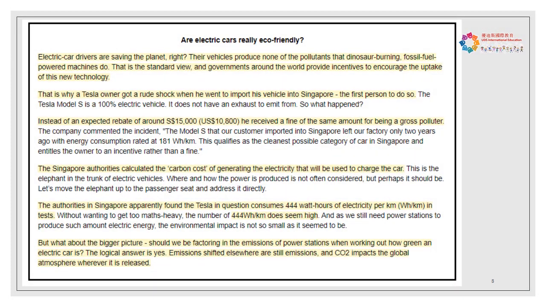On this next slide, there's an essay. Okay, it's talking about whether electric cars are really eco-friendly. So you can read the essay. 1, 2, 3, 4, 5, 6. Okay, there are 6 paragraphs about this.